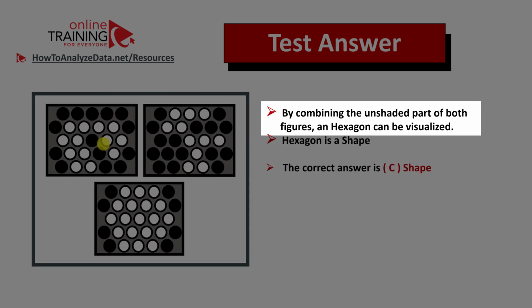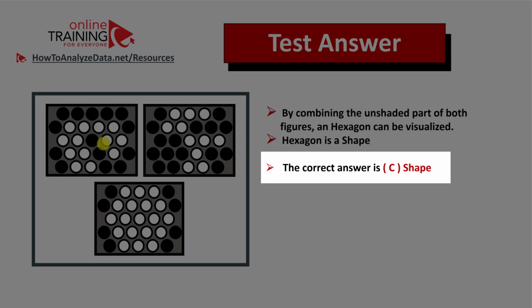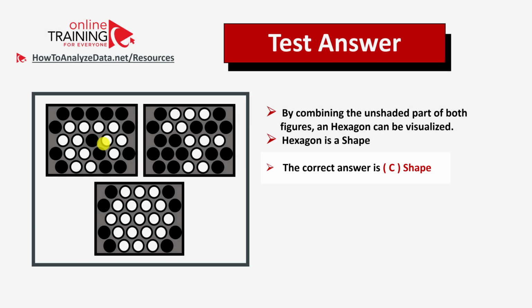Let's recap. By combining unshaded parts of both figures, a hexagon can be visualized, and hexagon is the shape. So the correct answer here is choice C. Hopefully you've nailed this question and now know how to answer similar problems on the test.